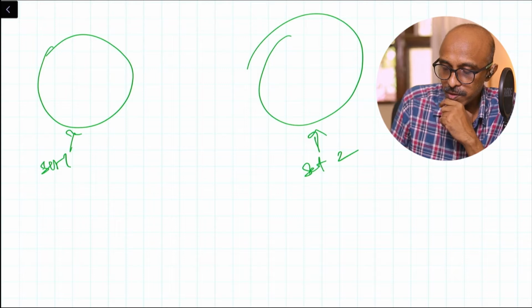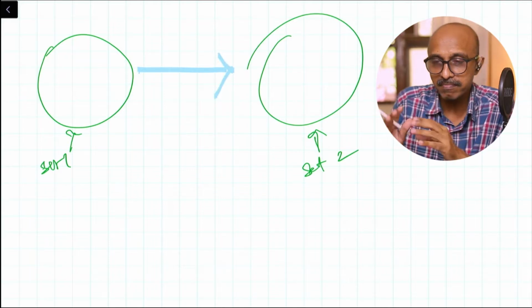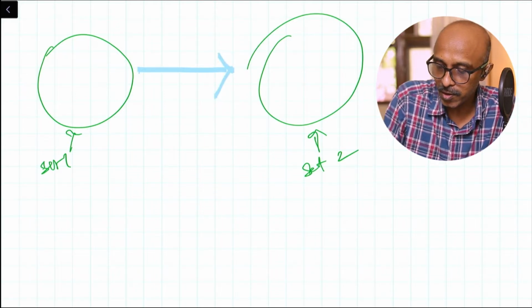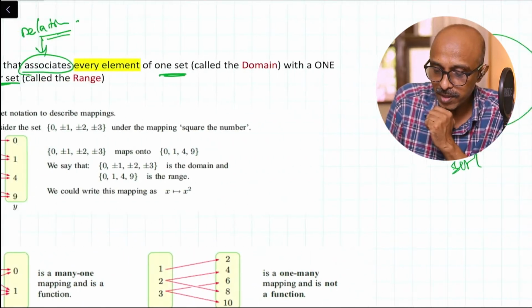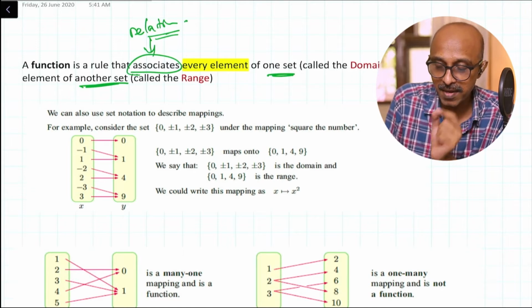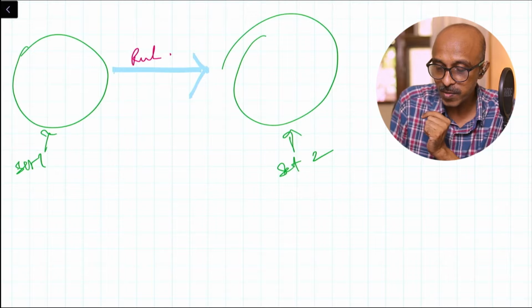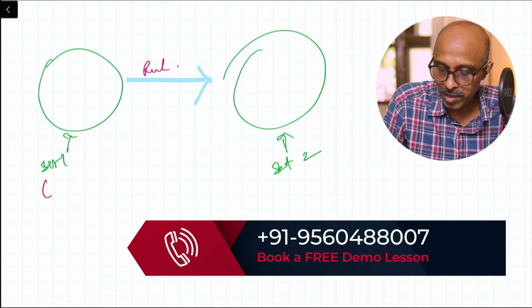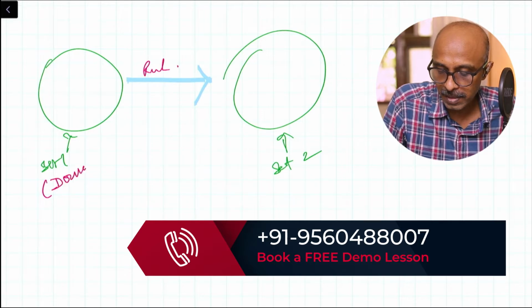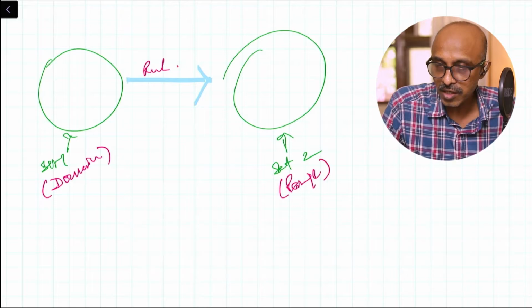So set 1, set 2, and there is a rule. I'm going to make some sign and say that blue arrow is the rule, the rule that associates. Let's get back to the definition. It associates every element of one set with one element of another set. They've given us special names for set 1 and set 2, right? The special name for set 1 is domain. And the special name for set 2 is range.